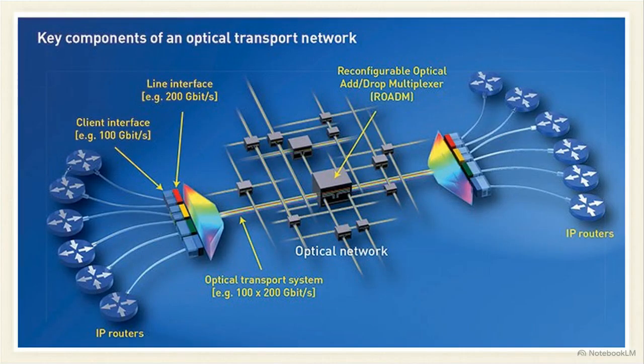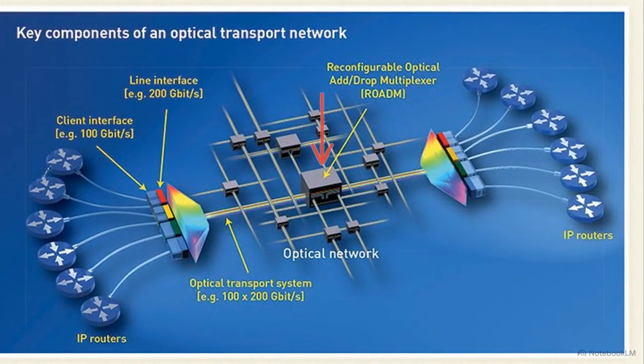This schematic details an optical transport node. On the left, IP routers feed data into client interfaces. These are multiplexed into a consolidated line interface, feeding directly into the optical transport system. In the center sits the ROADM, the dynamic traffic controller of the optical core.